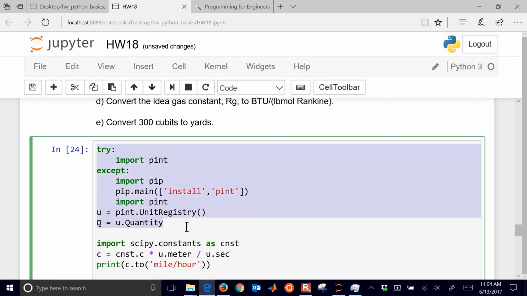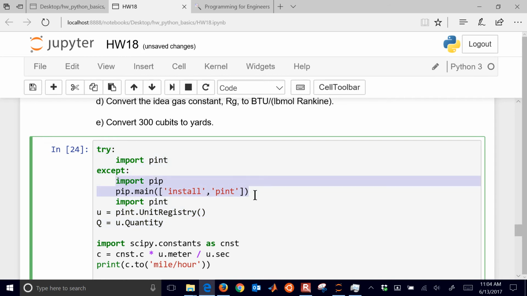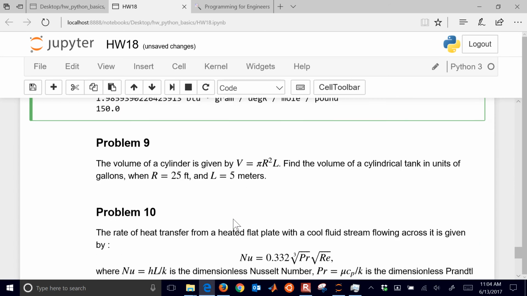We installed pint with this try except using pip if it isn't there, and it installs it. You could also do uninstall if you wanted to uninstall it. Okay, and let's go down to the next one.